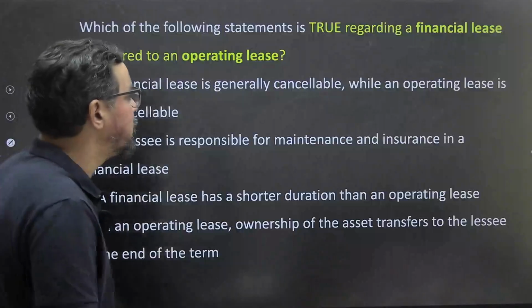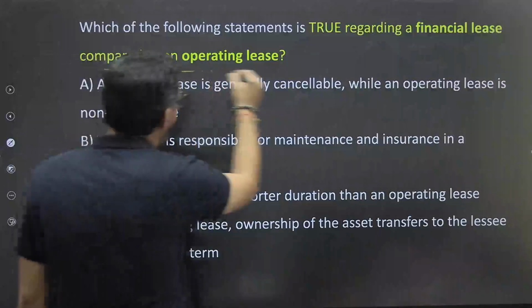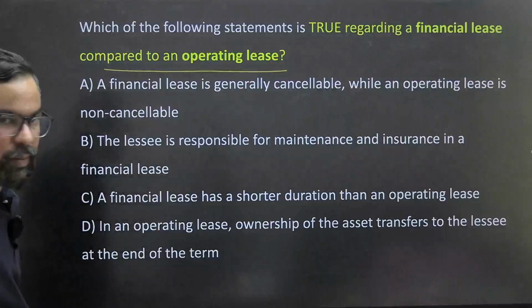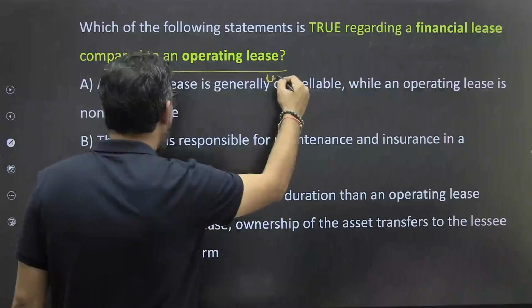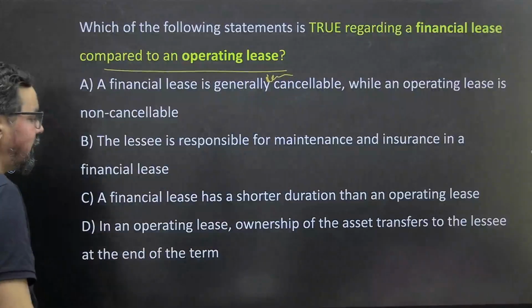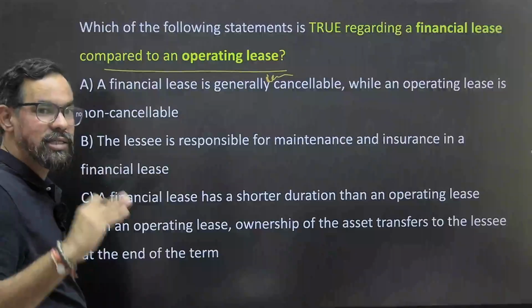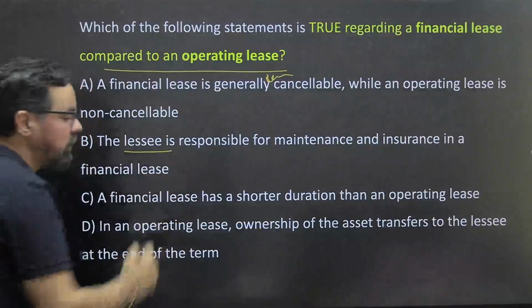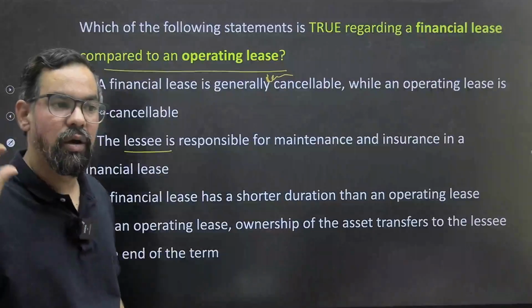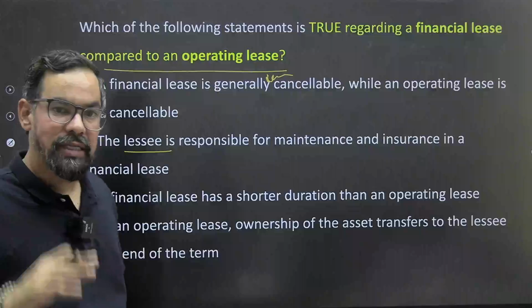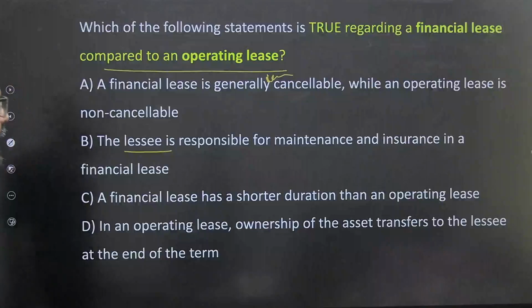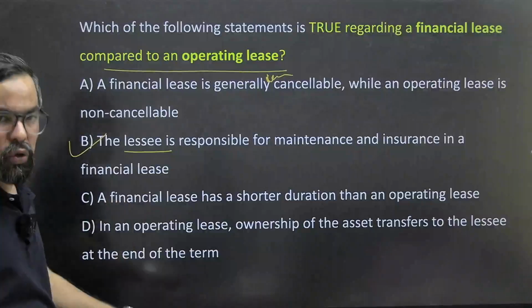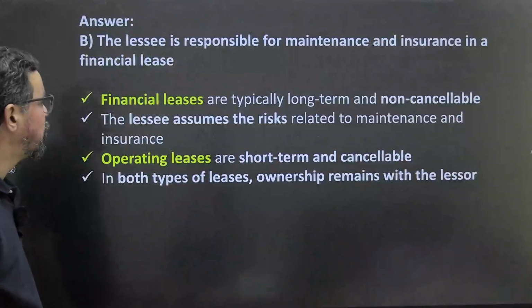Which of the following is true regarding the financial lease compared to operating lease? A finance lease is generally cancelable. No, finance lease is long term and non cancelable. The lessee, who takes that particular asset on lease and pays the rent, let's say you are living on rent in XYZ person's building, so you are lessee and the owner of that building is lessor, right? The lessee is responsible for maintenance and insurance in finance lease. 100% true, because it is a long term lease. Option B only will be the right answer for this particular one, correct?